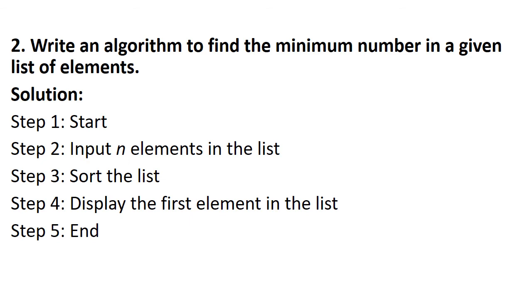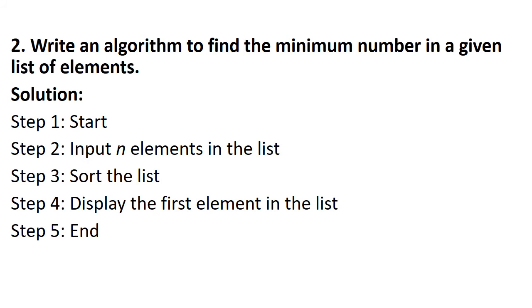The second question, write an algorithm to find the minimum number in a given list of elements. Solution, the algorithm is written stepwise. Step 1, start the algorithm. Step 2, input the n elements in the list. Step 3, sort the list. Step 4, display the first element in the list. And step 5, the algorithm is ended.